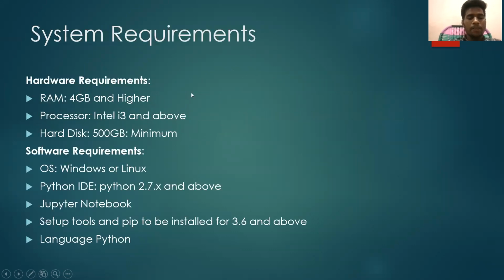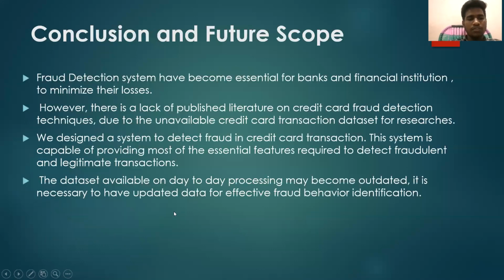System requirements. What are the requirements to predict this value? We require hardware of 4 GB RAM and higher, an Intel i3 processor or above, and 500 GB as a minimum. The OS is Windows or Linux, a Python IDE, Python 2.7 and above, Jupyter Notebook, setup tools and pip to install for 3.6 and above. The language is Python. Conclusion and future scope.